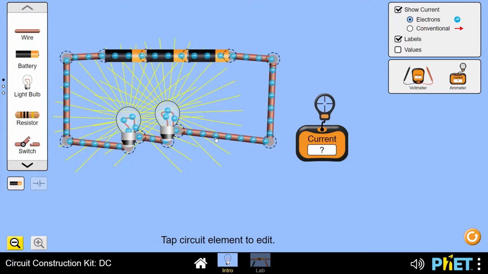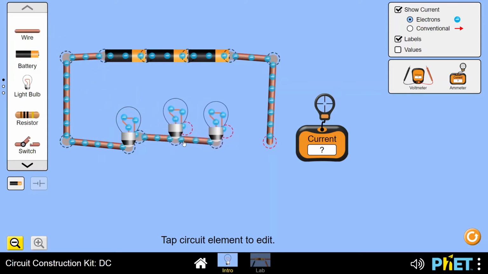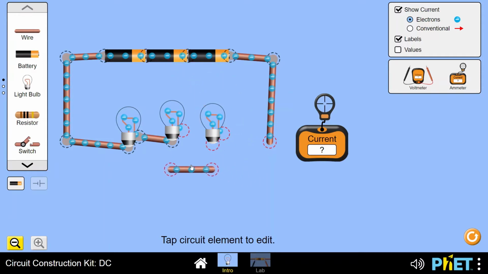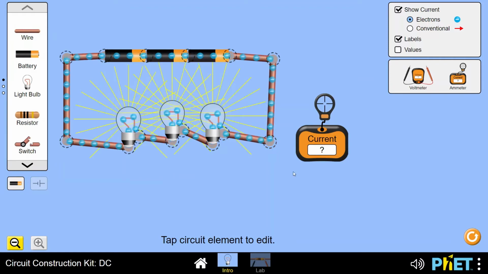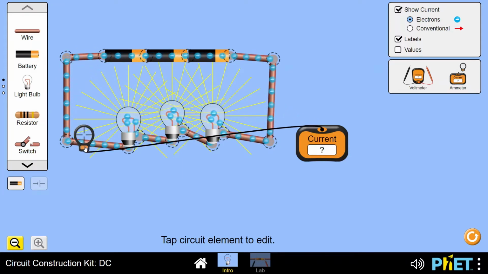Okay, and I'm guessing if I stick another one in, it'll be no shock here that in a series circuit... Oops, I've put that in the wrong place. Let's pop that there. Yeah, maybe dimmer still. Yeah, it's gone down to 0.9. It's right back down to 0.9 all the way around. Same current everywhere in a series circuit.